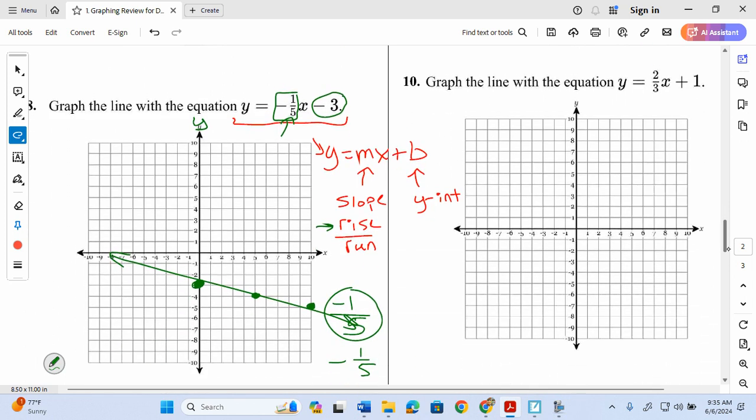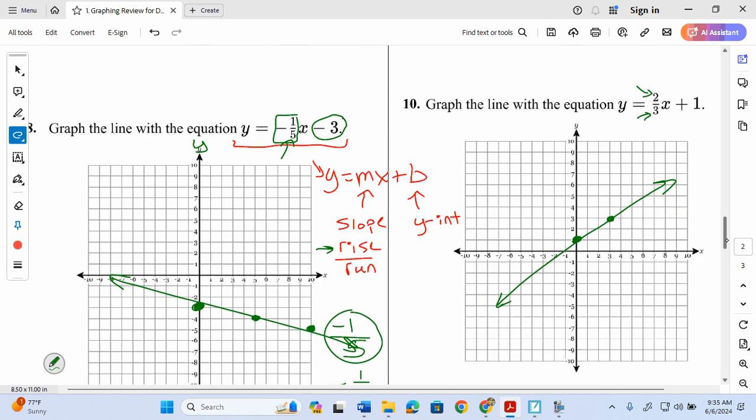All right, let's do 10 one more time. We've got the y-intercept of 1, and our slope is up 2 over 3. So up 2 over 3. There we go. And we're good to go. All right.